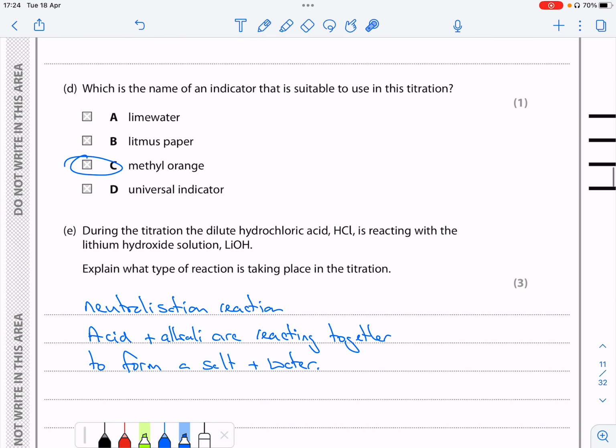The indicator in the list is methyl orange. This is also an indicator, but if you remember, this one is not good for titrations because it has too many different colours and it's hard to distinguish between them.